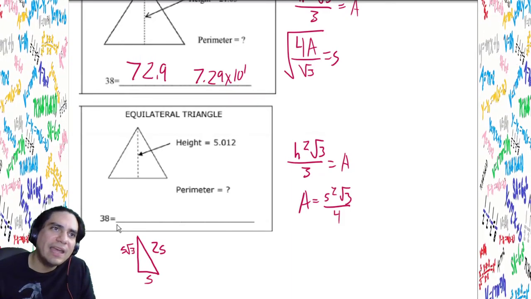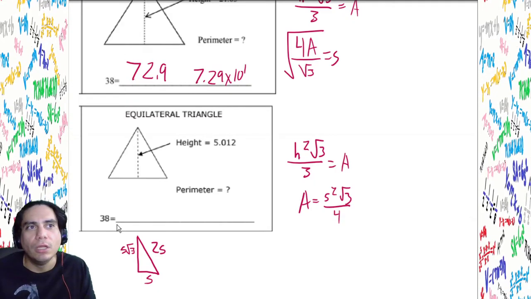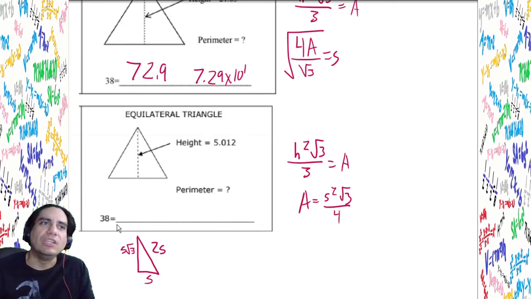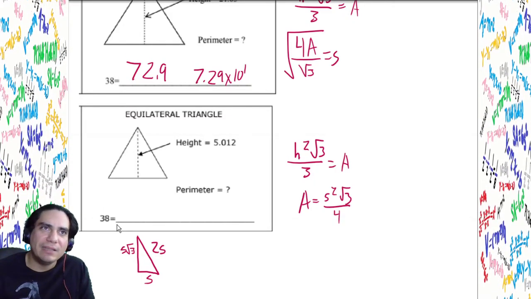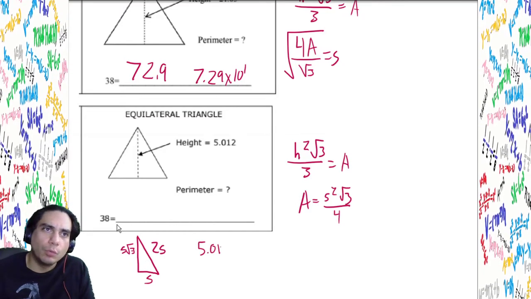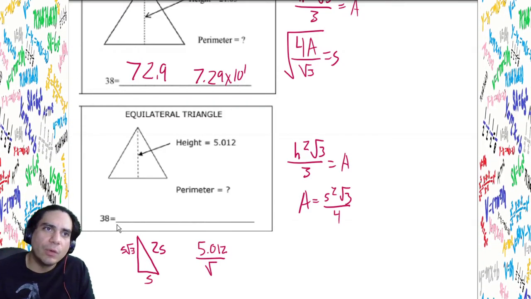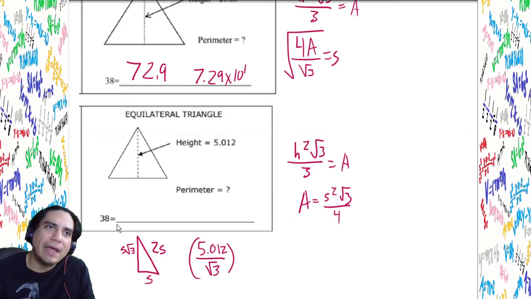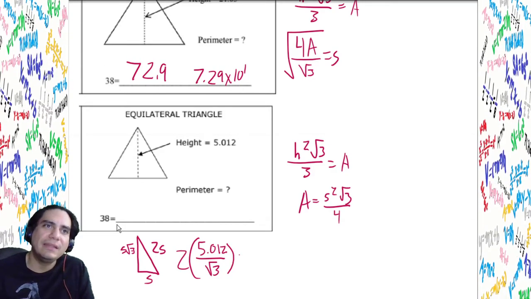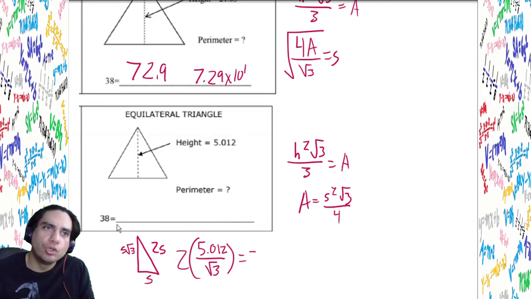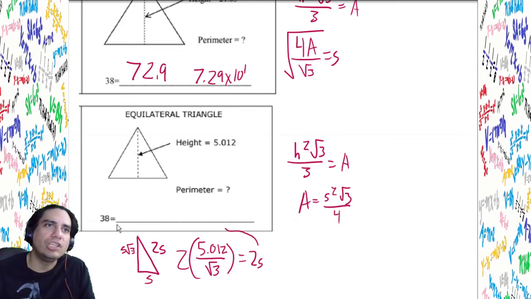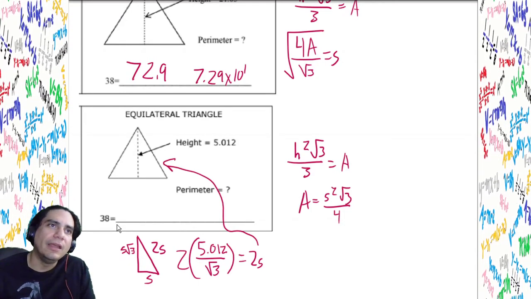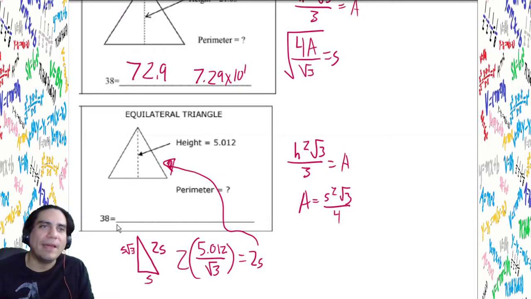So how do we get S? We divide it by the square root of 3. And then we multiply by 2. So what I would get is my height, 5.012, divided by the square root of 3. Multiply it by 2. And that gives me 2 S's, which is right there. And then after that, we go ahead and multiply by 3.